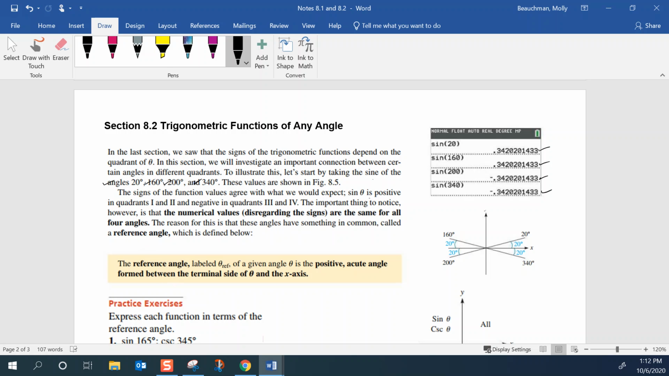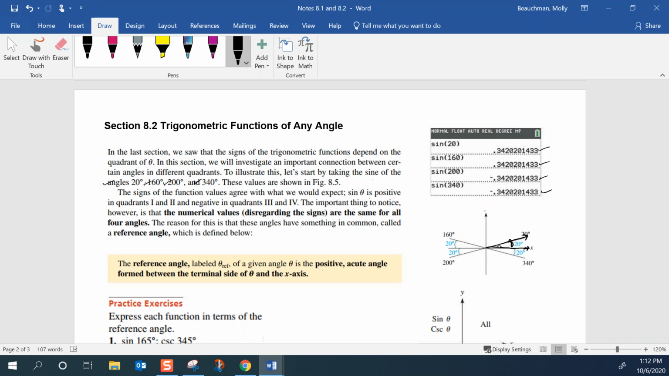So the important definition: the reference angle, labeled theta with a subscript ref, of a given angle theta is the positive acute angle formed between the terminal side of theta and the x-axis. What does that mean? The first angle is 20 degrees. That's already acute, and in the first quadrant, it forms an angle of 20 degrees with the x-axis.